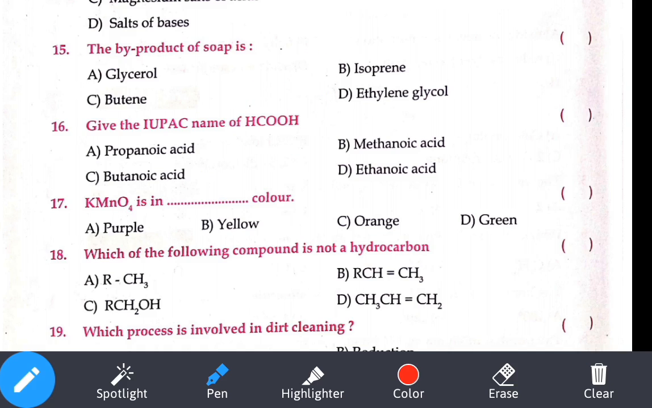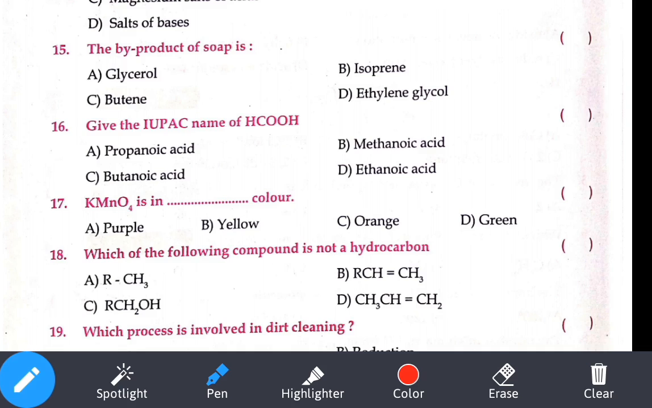Give the IUPAC name of HCOOH. So here only one carbon is there, means what? Meth. And OOH means our oic acid. So we can say it as methanoic acid. Option number B. Okay. Understood. Let's see the next question.